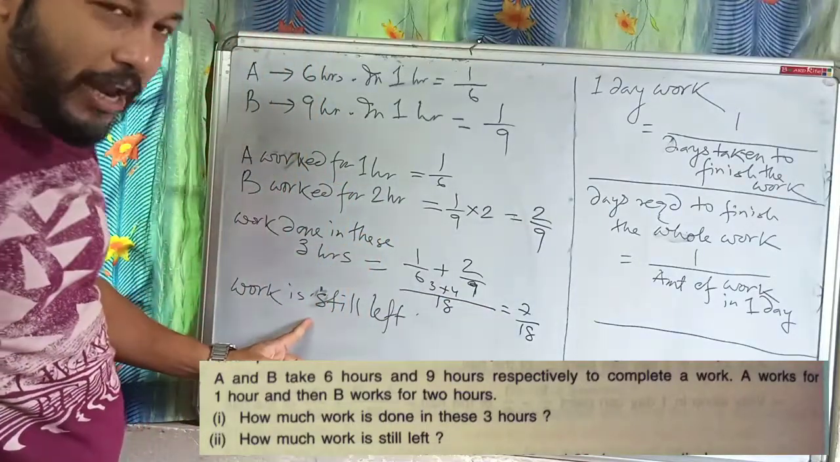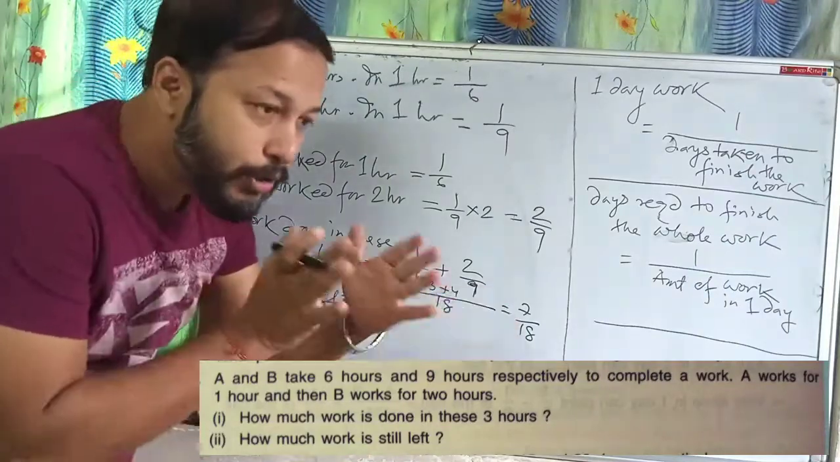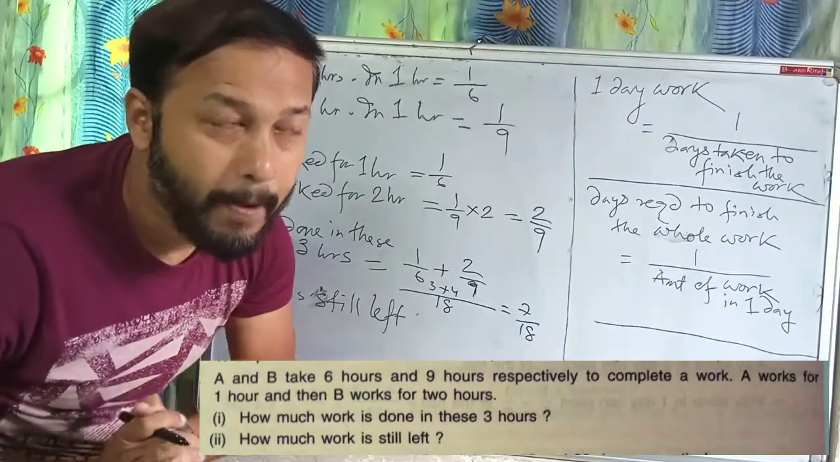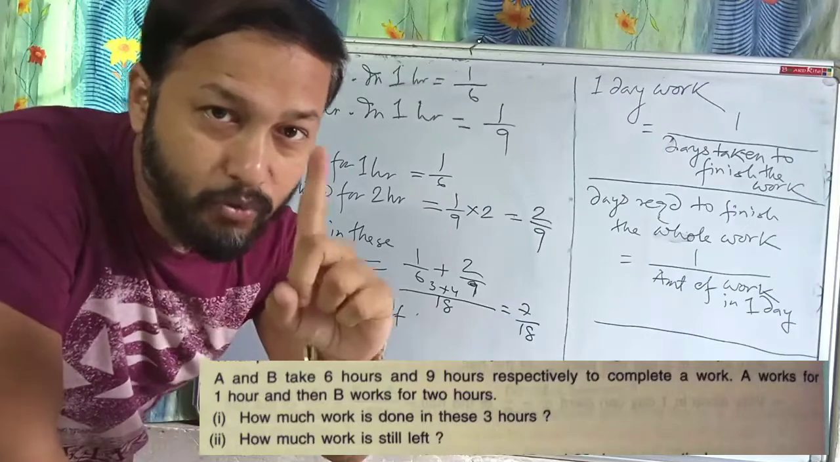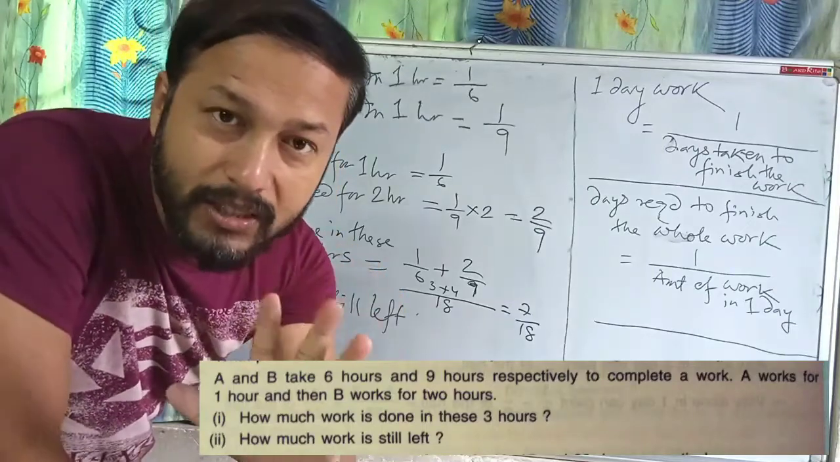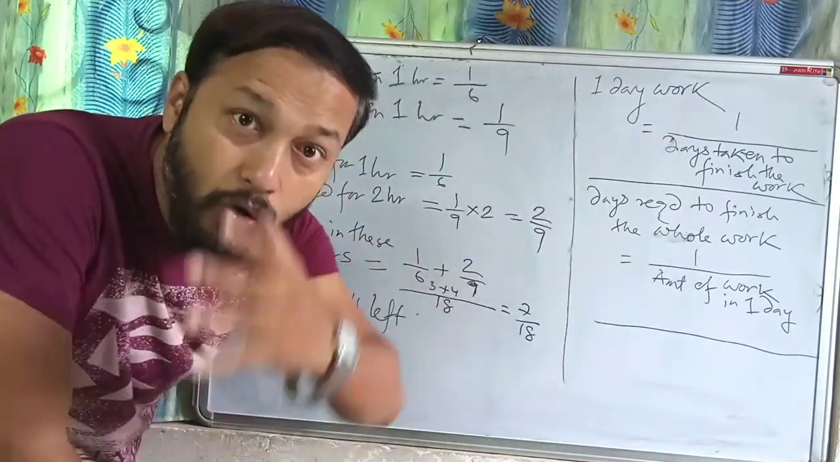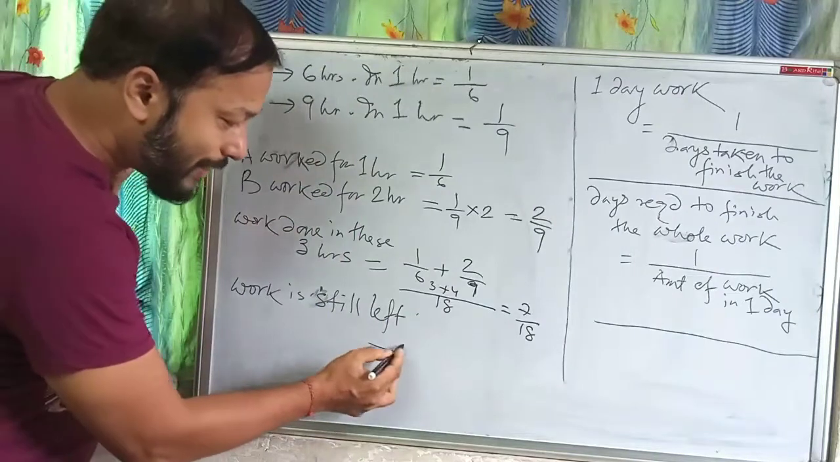Now how much work is still left? See, this is the amount of work done. So how much is left? That means we have to subtract. But the question is, from what do you have to subtract? Always you have to subtract from 1, because you have to consider the whole work as 1. The amount of whole work is always 1.